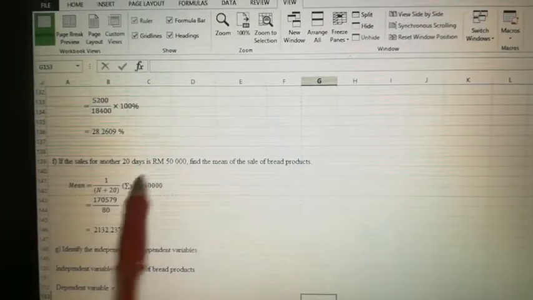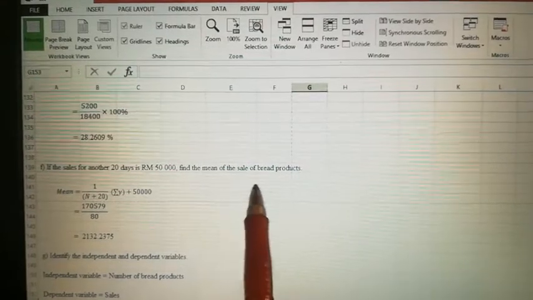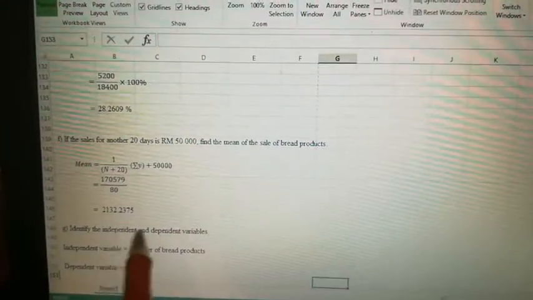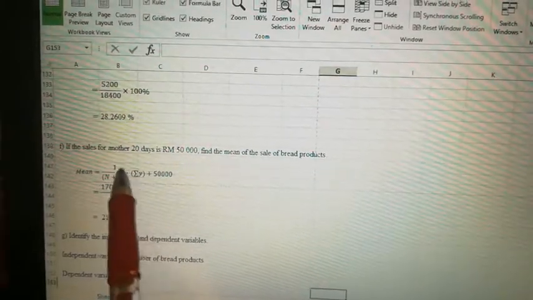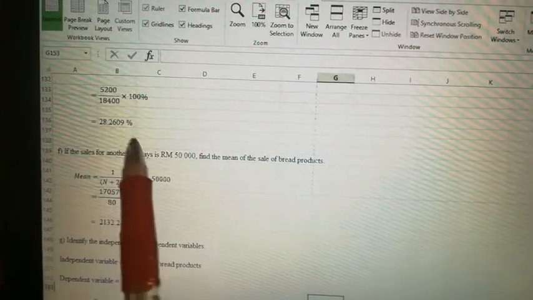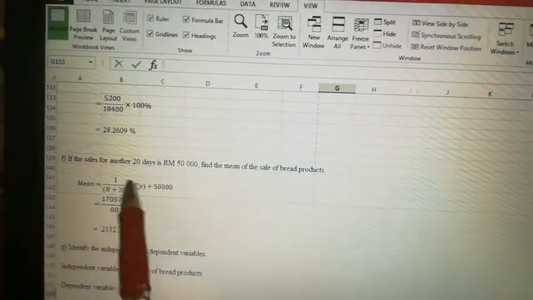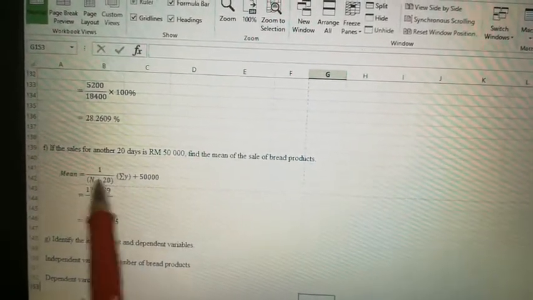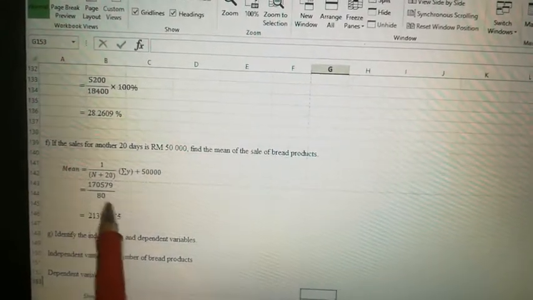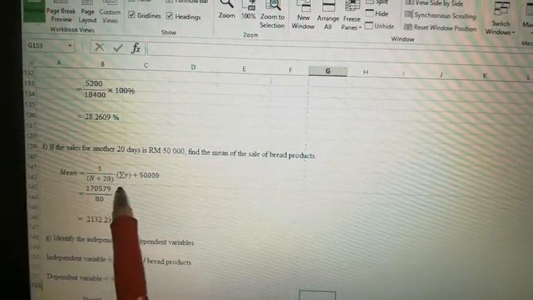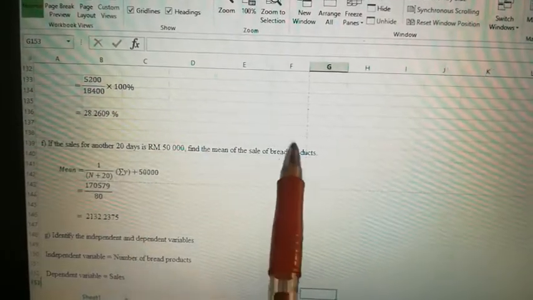For question F, if the sales for another 20 days is 50,000 ringgit, find the mean of the sales of bread products. For the mean, we still use the same mean as the previous question, but the question needs us to find another 20 days for the n. So the previous n was 60, and the sales need another 20 days. So we plus 20 to n, 60 plus 20 equals 80. Then we multiply by the summation of y, which is the total number of the sales.